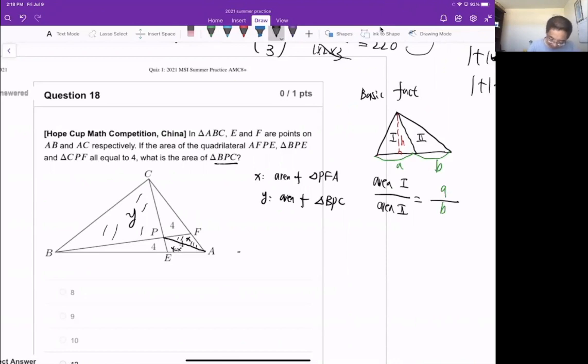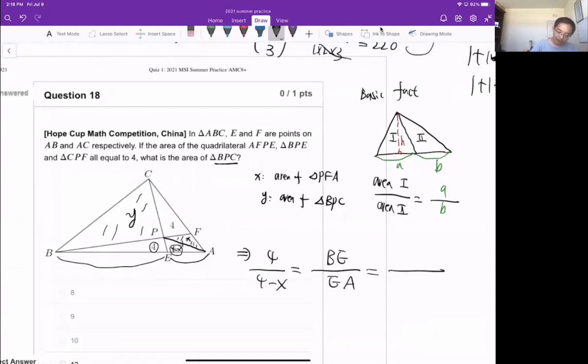By this, if I look at the 2 triangles 4 and 4 minus x, I get 4 over 4 minus x. That's the ratio between BE and EA, right? But meanwhile, BE over EA, if I look at the triangles BEC and CAE, is also equal to Y plus 4 over 8, because this is just 4 plus 4.